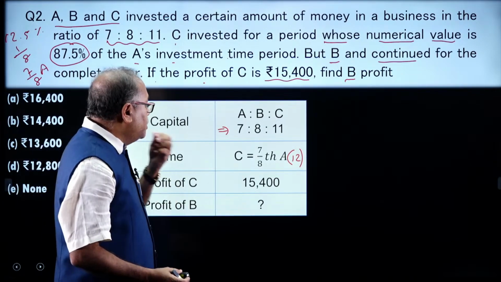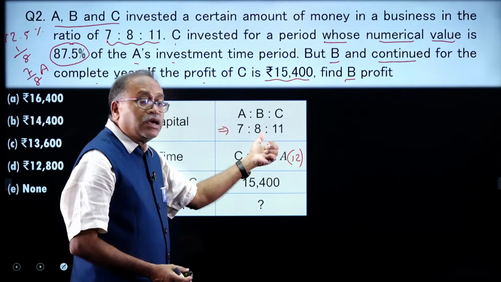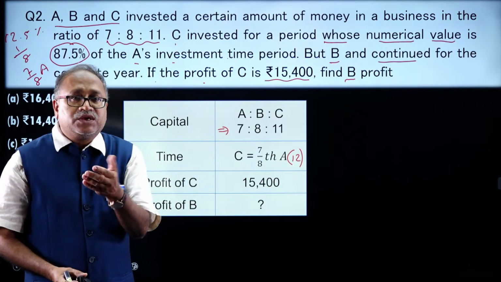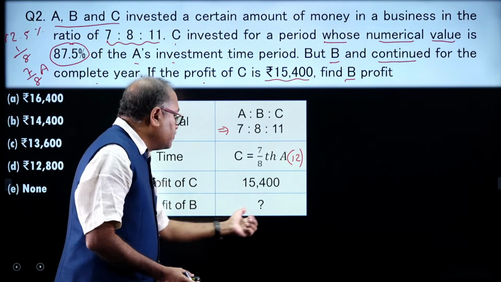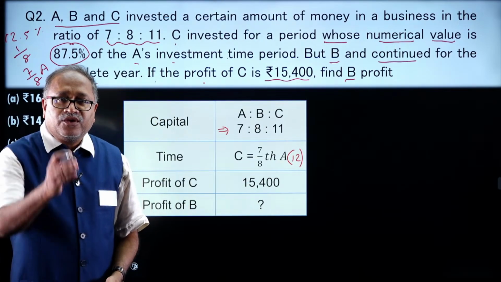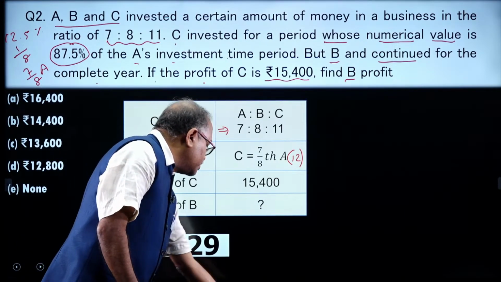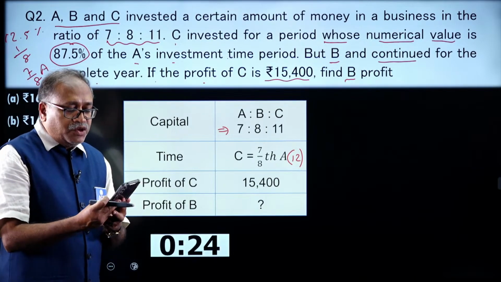Yes, hope you can find it out. We have the time ratio and the capital ratio. The capital ratio into the time ratio is your profit and loss ratio. So when I know C's profit, I can find out B's profit. Your time starts now. Come on, my dear friends, your 30 seconds have started and some of you will be able to answer the question.